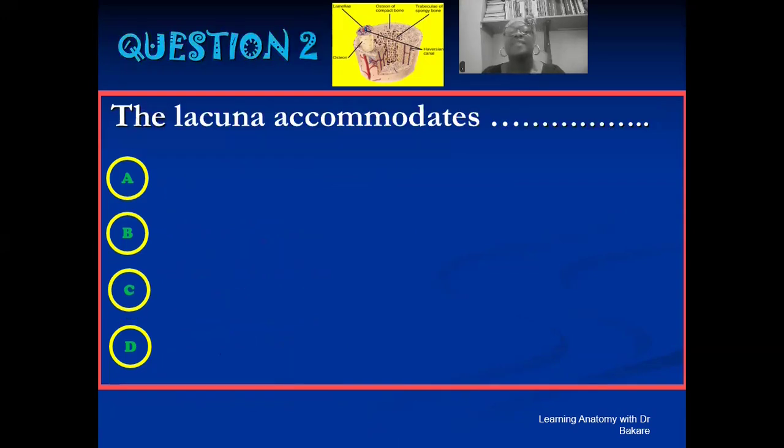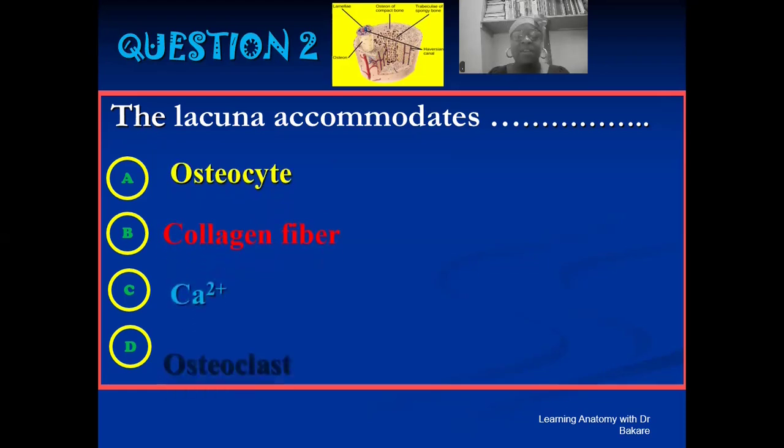The second question reads: the lacuna accommodates. Does the lacuna provide an accommodation site for the osteocytes? Or is it for the collagen fiber? Is it for calcium ion? Or is it for osteoclasts? The correct answer here, as it relates to what the lacuna accommodates, is the osteocytes. The osteocytes are seen to be embedded within the space that is referred to as lacuna, and this is the correct option.